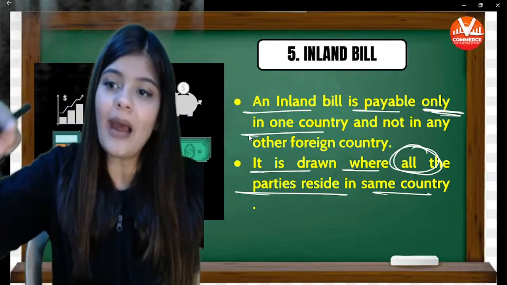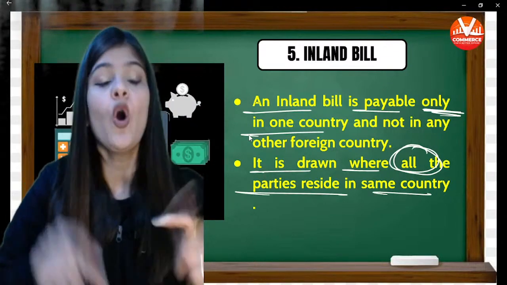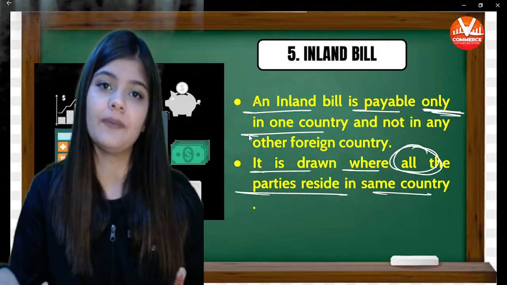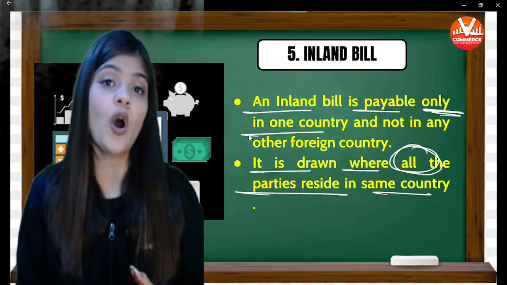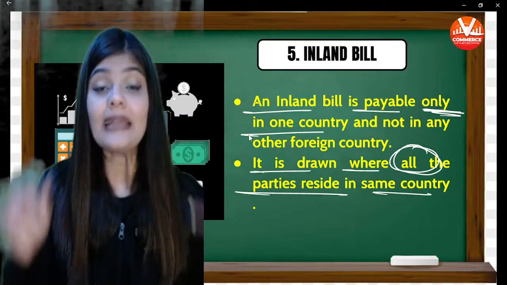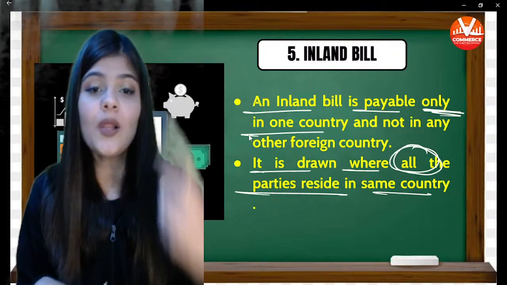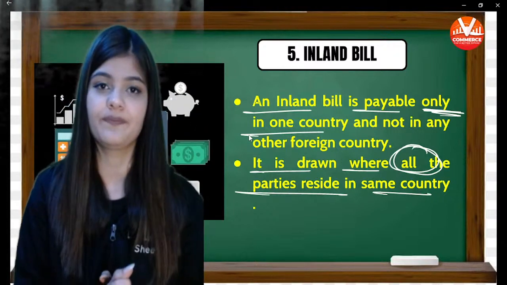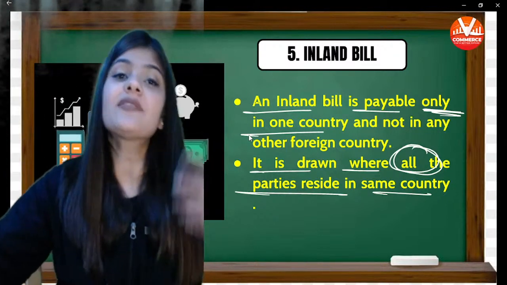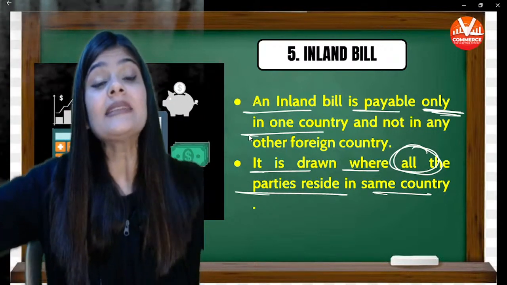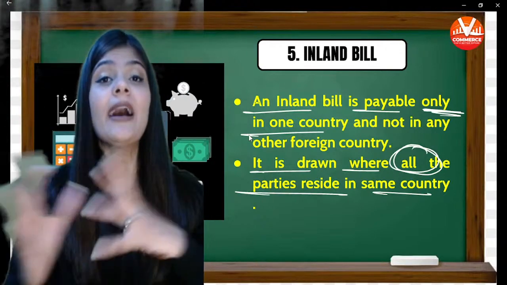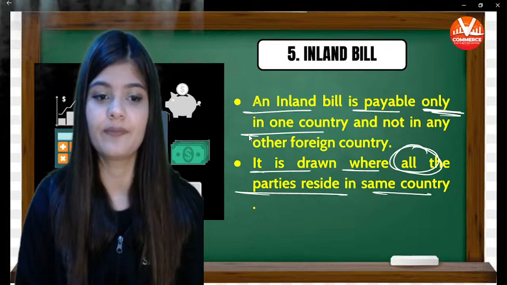जब सारी पार्टीज एक ही कंट्री में होती है और आप बिल ड्रॉ करते हो तो उस बिल को क्या कहते हैं? इनलैंड बिल. So inland bill is drawn when all the parties are in the same country and it is payable only in one country. So when party is in different country, it is foreign bill. When parties are in same country, it is inland bill. So they are opposite of each other.